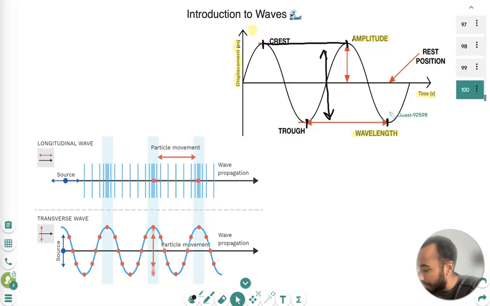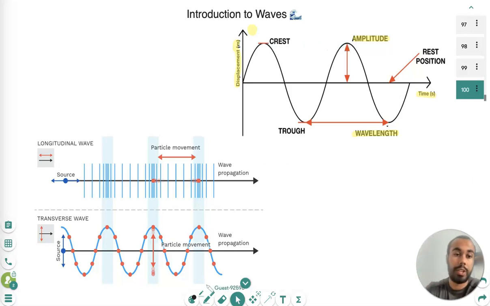Now, let's clean that up a little bit more just before we talk about frequency. So, the frequency refers to the number of waves that pass through a point per second, and this is measured in hertz. So we've got our time on the x-axis of this graph.